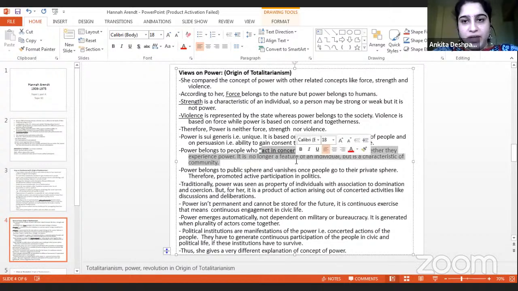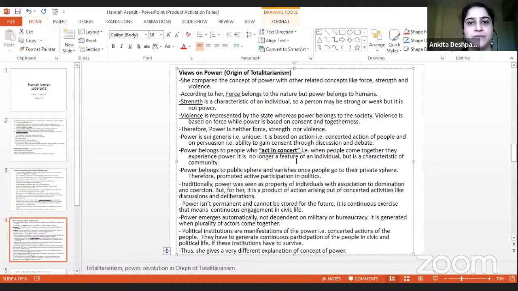So today, 14 of us are together. According to Hannah Arendt, we have power. The moment the lecture stops, you go back to your independent life, power vanishes. So currently we are in power because all 14 of us are together. All right. The moment this lecture ends, we go back to our private sphere, power vanishes. That's what she says here. Power belongs to public sphere, vanishes once people go back to their private sphere. Therefore, she promoted active participation in politics.